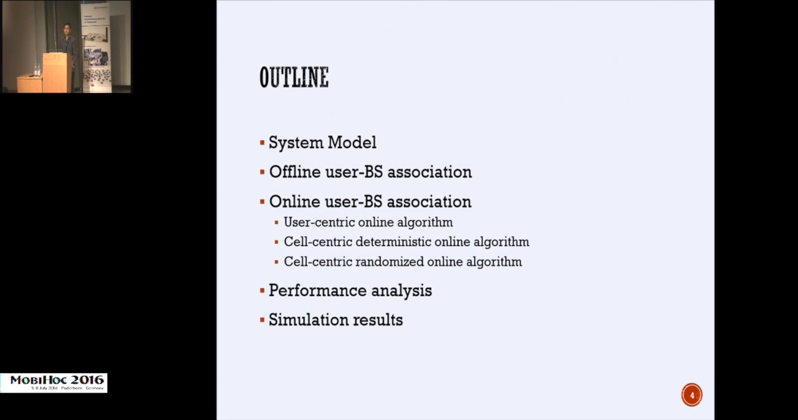Here is the outline of my talk. First I will introduce the system model and then the offline setting. Then for the online algorithm, there are three algorithms. The first one is called user-centric, the second is the cell-centric deterministic online algorithm, and the third is a cell-centric randomized online algorithm. For the performance analysis, I will discuss the performance bound for the two cell-centric algorithms. After that, I will discuss some simulation results.